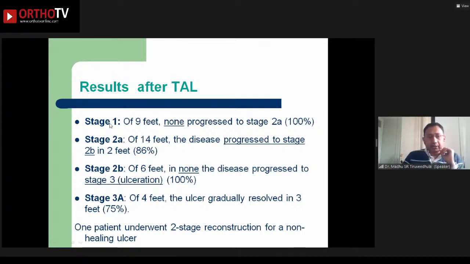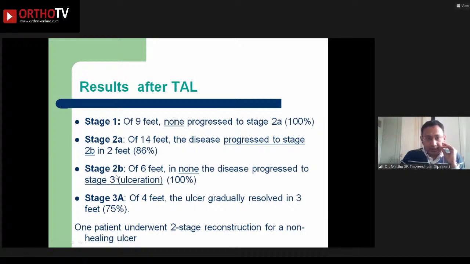That's very important. In stage 1, which is Eichenholz stage 0, if you've got an acute Charcot foot and you do a tendo-Achilles lengthening and a weight-bearing total contact cast, 100% of the people recover and do not progress. We followed up with X-rays up to 1 year and none of them progressed enough that we needed to do anything further in the future. In stage 2A, 86% of people recovered, and only two of the people progressed to stage 2B disease. That's because of other factors, but at least 86% of people we avoided progressing to the next stage.